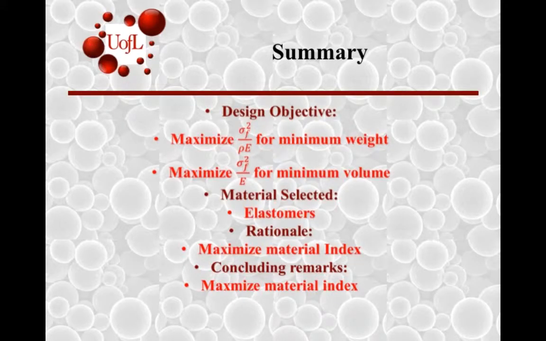So in summary, for minimizing weight and minimizing volume, it showed that elastomers were a great choice when looking at both of those. And the rationale is because it maximizes your material index. In conclusion, though, depending on the application that you are looking at, if you were looking at a high strength spring, I guess for something like suspensions, maybe using elastomers wouldn't work out too well. You'd probably go to steels or something with a higher failure strength.